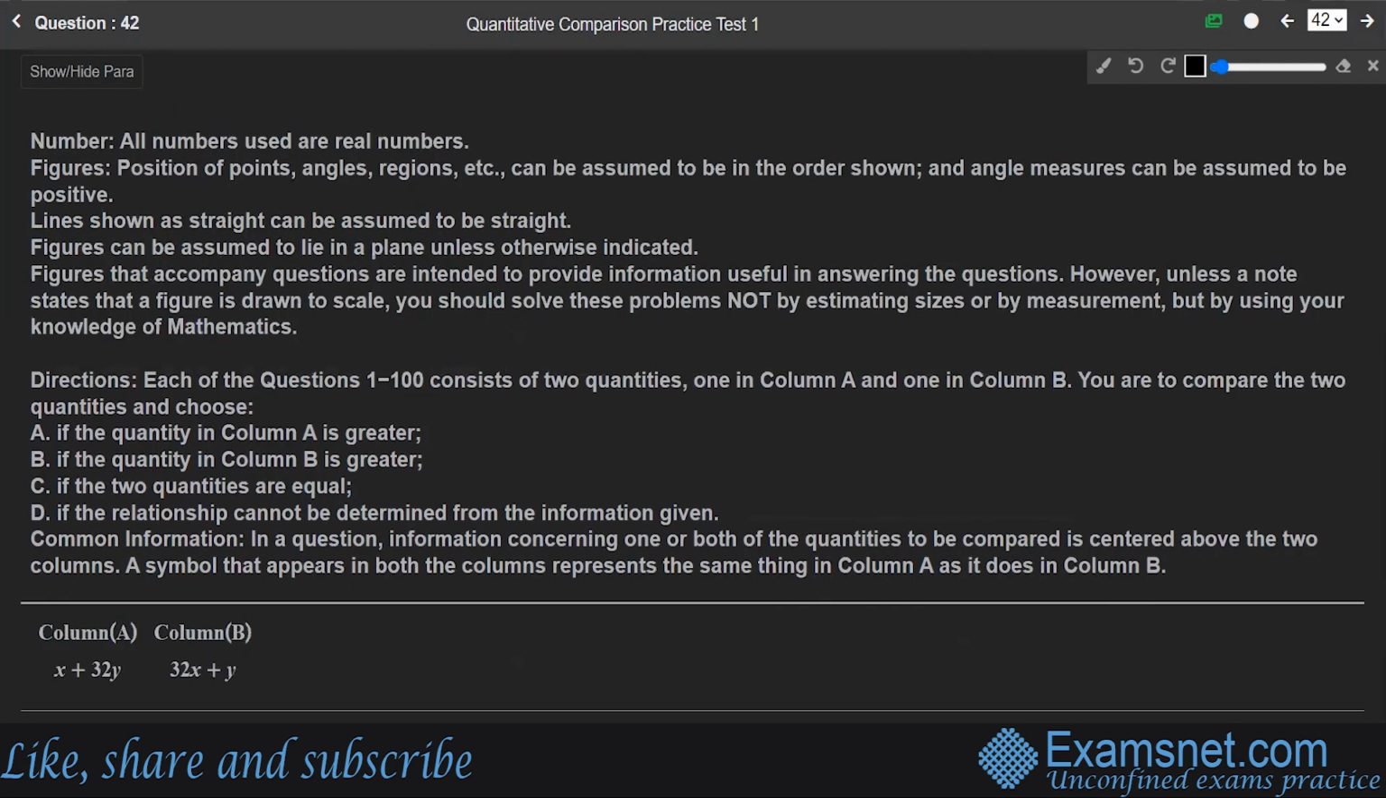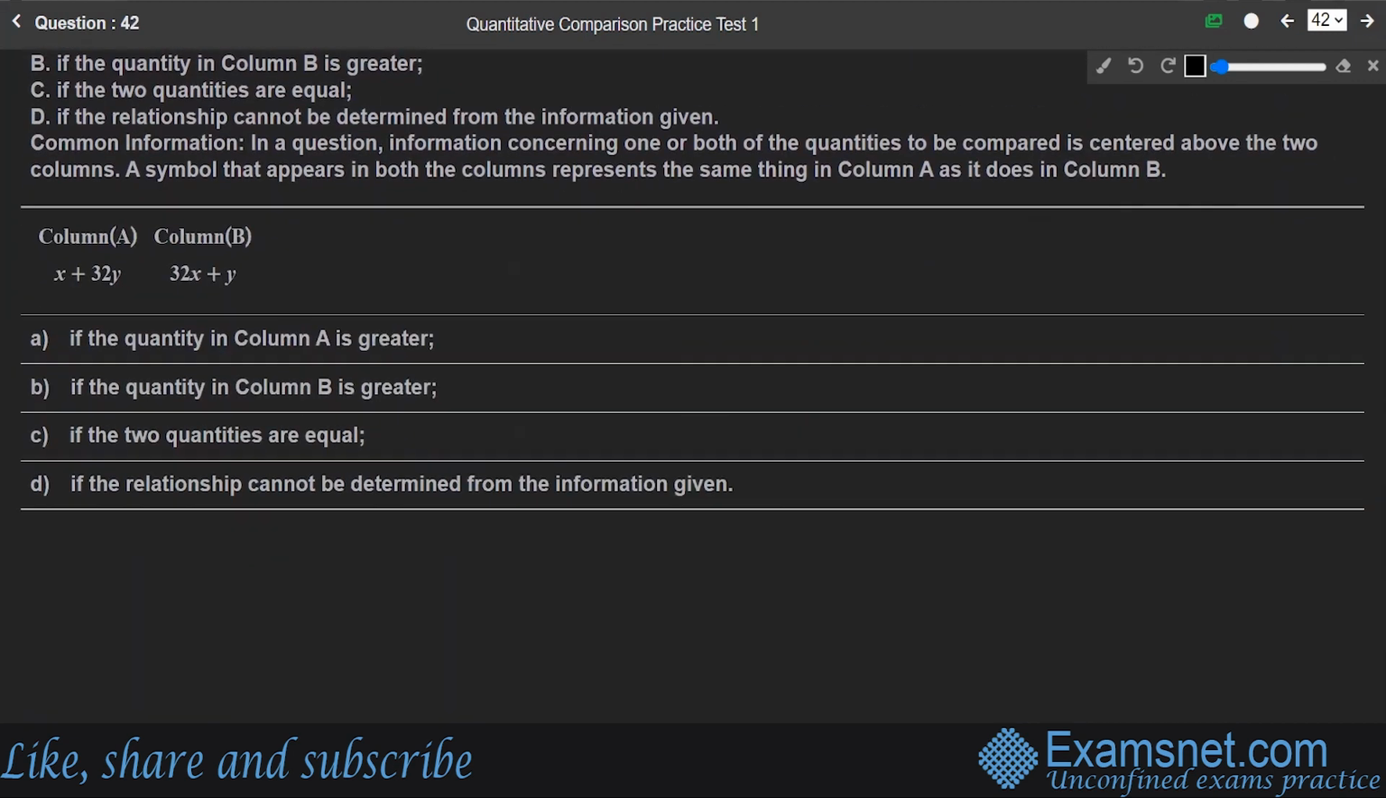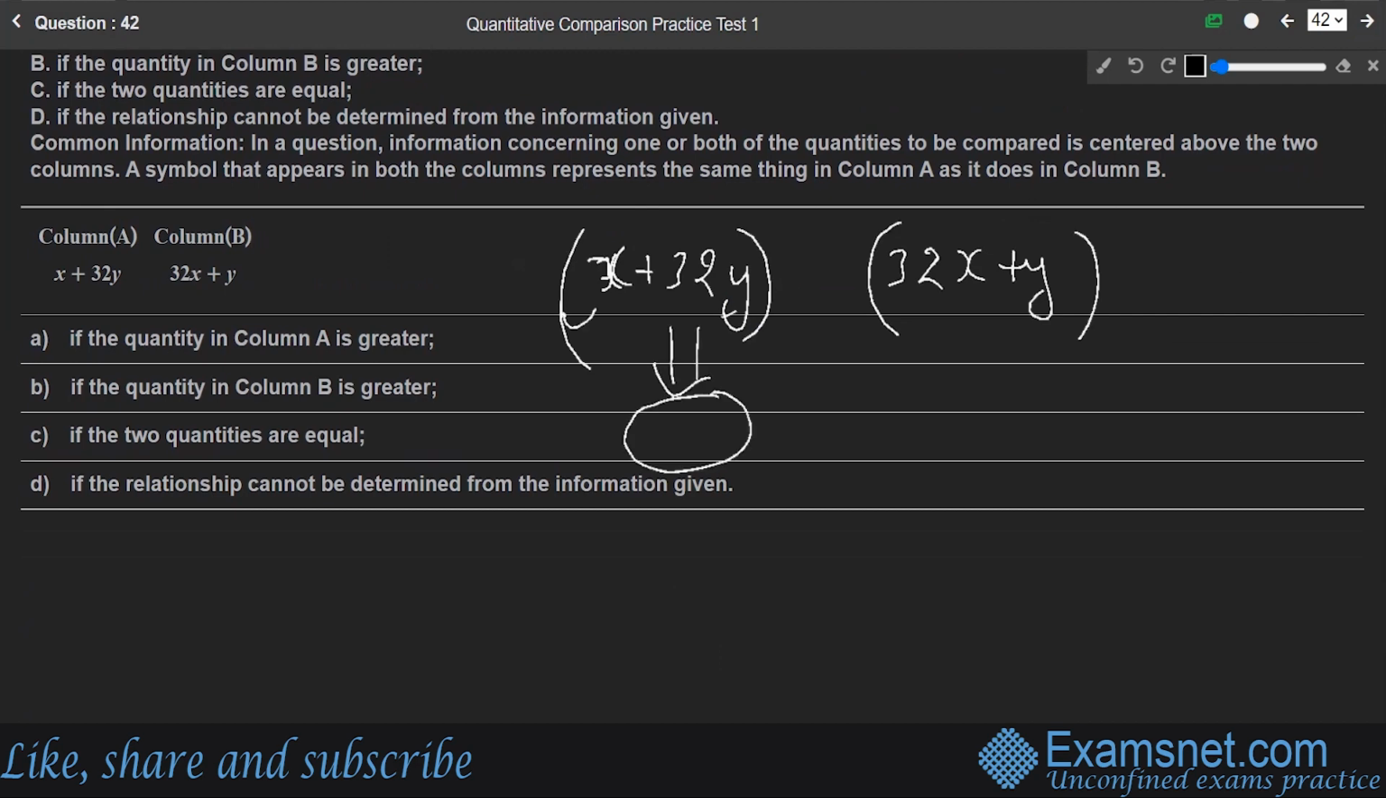So option A becomes the right answer. Now they are saying column A has a value of x plus 32y, and column B has a value of 32x plus y, and we are supposed to find the connection between these two. There can be no connection established, because unless the values of x and y are provided, we cannot conclude the final number of this expression. In the same way on the right hand side, in column B, we cannot conclude the final number. So clearly no relationship can be established unless the values of x and y are given. That's why the answer is that no relationship can be established. That is the right answer.